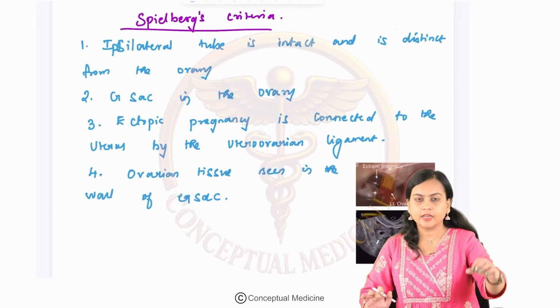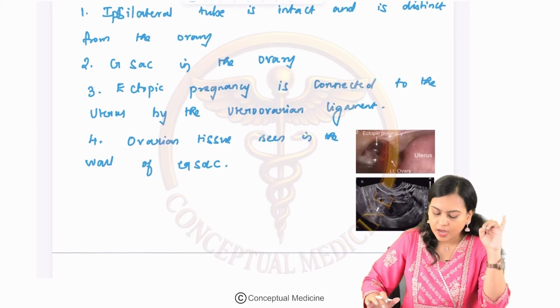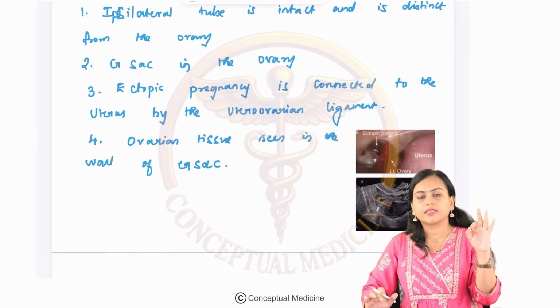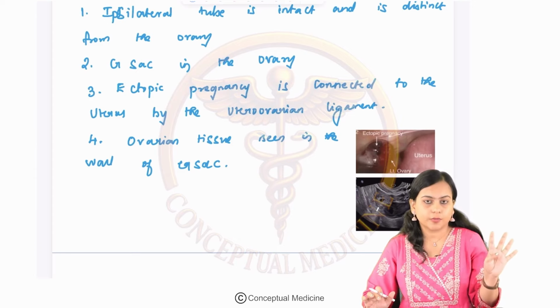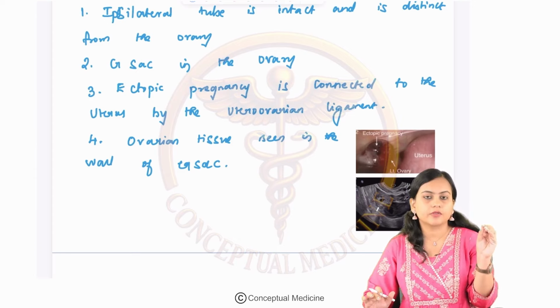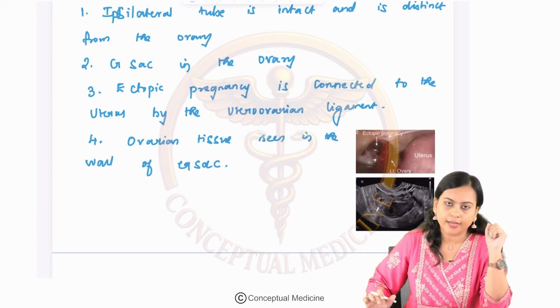We will repeat once again. First one, ipsilateral tube is intact and it should be distinct from the ovary, and G-sac should be present in the ovary, and the ectopic pregnancy should be connected to the uterus by the utero-ovarian ligament, and when you do a histopathological examination, you will be able to see the ovarian tissue in the G-sac of the ectopic pregnancy.